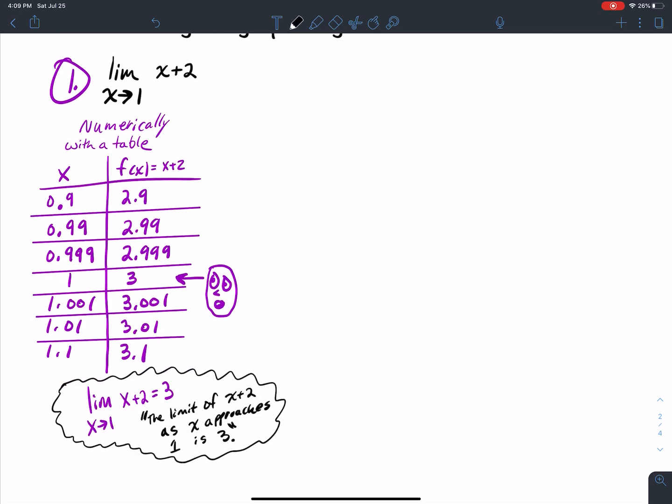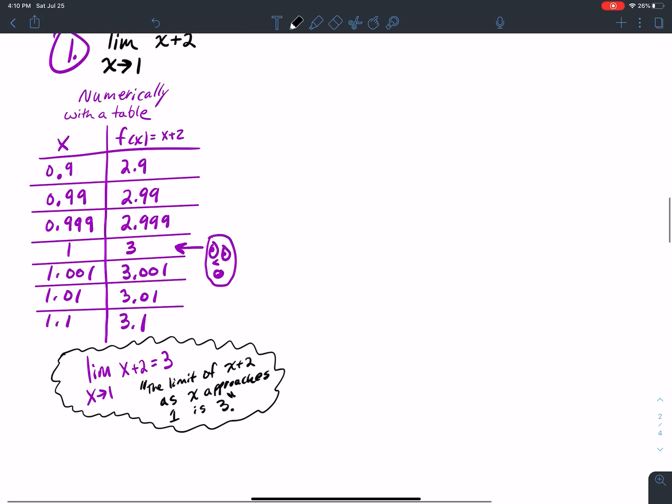All right, now, notation wise, what do we say? We say that the limit as x goes to 1 of the function f of x, which is x plus 2, equals 3. So the limit of x plus 2 as x approaches 1 is 3.